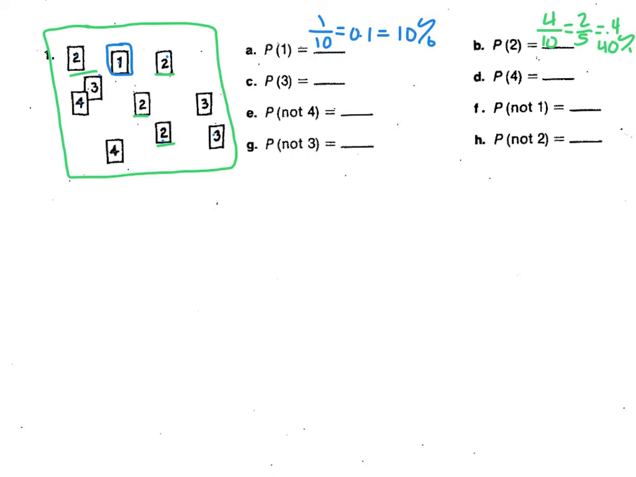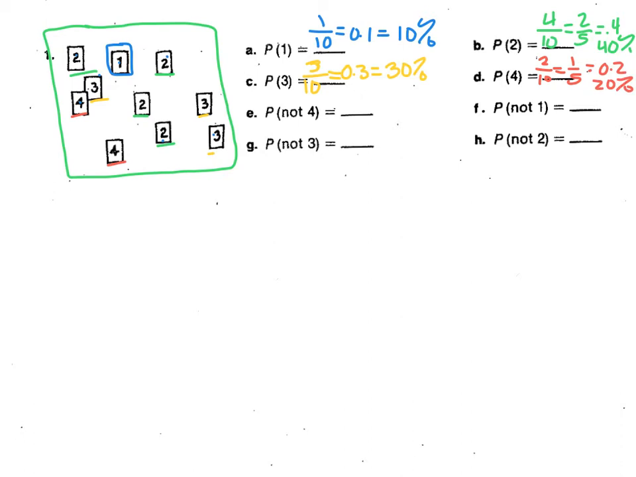All right, let's take a look at letter C, the probability of getting a 3. If we take a look at this, there is 1, 2, 3 3s in this deck out of a total of 10 cards. That does not simplify, and if you divide, you get 0.3, which is the same as 30%. All right, the probability of getting a 4. Well, there's 2 4s in this deck out of 10 possibilities, and this simplifies to 1/5, which if you divide is 0.2, or the same as 20%.